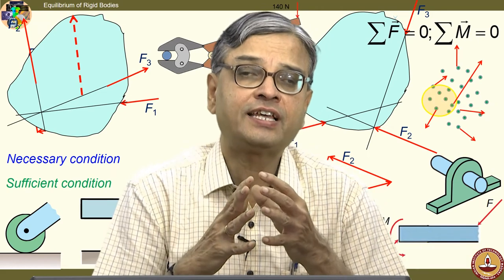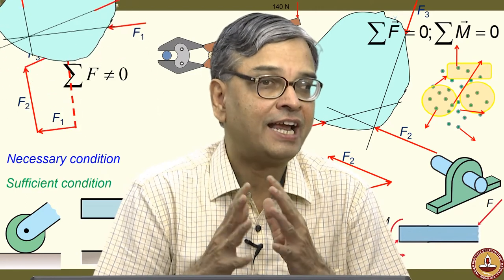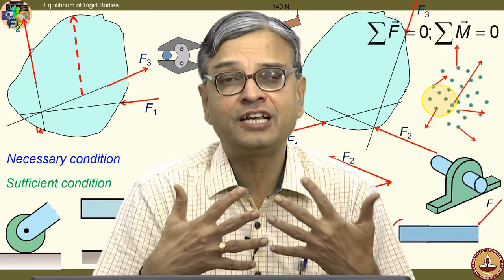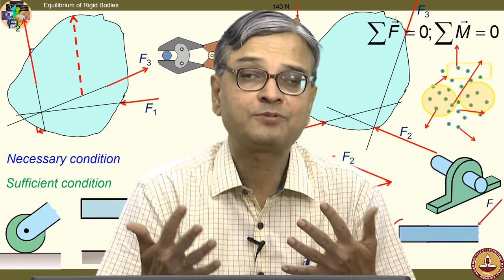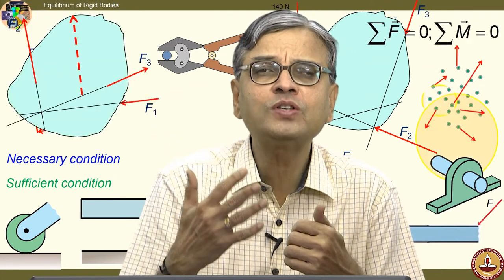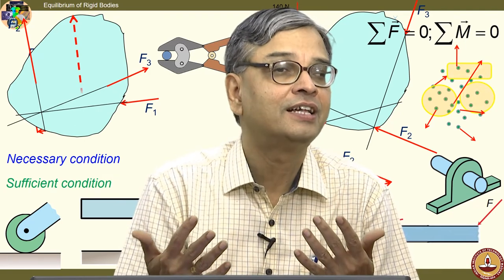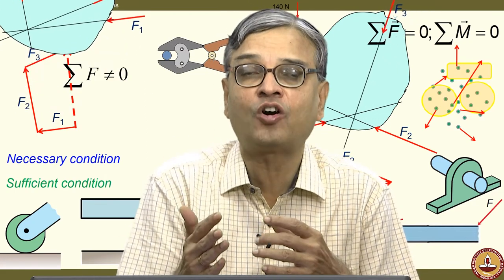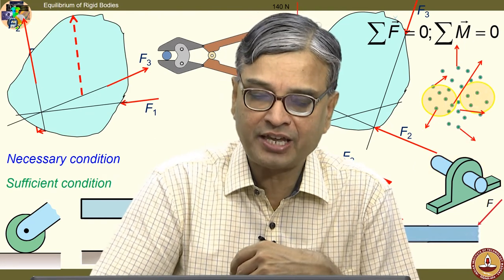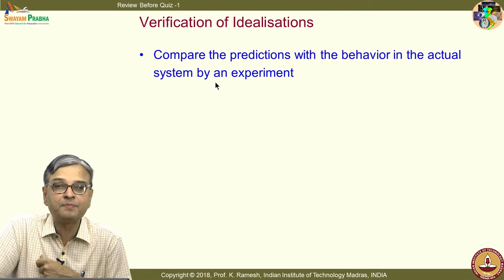So, the focus here is, as long as your idealizations are clean and neat and reflect the physics of the problem, when you find the condition satisfied for the system as a whole, the subsystems also will satisfy. Because the problems dealing with the truss or beam are so simple, you idealize the supports, and these idealizations are reasonably good. Even though we have not specifically insisted on analyzing the subassemblies, the answers were correct. So, the message here is, compare the predictions with the behavior in the actual system by an experiment.